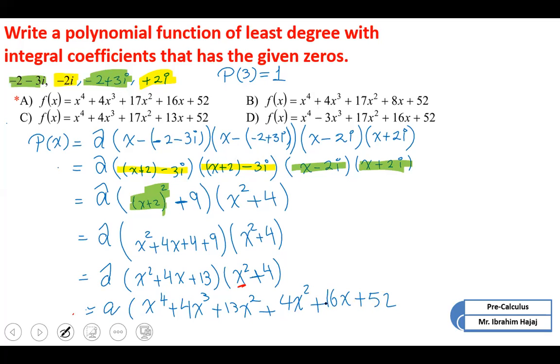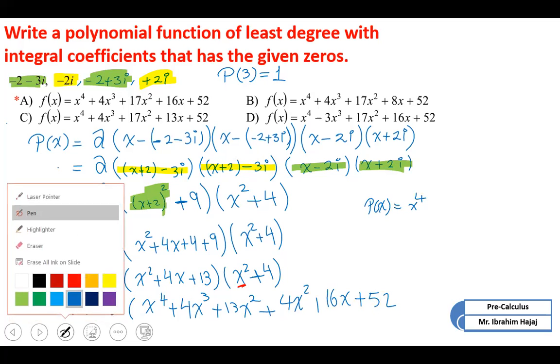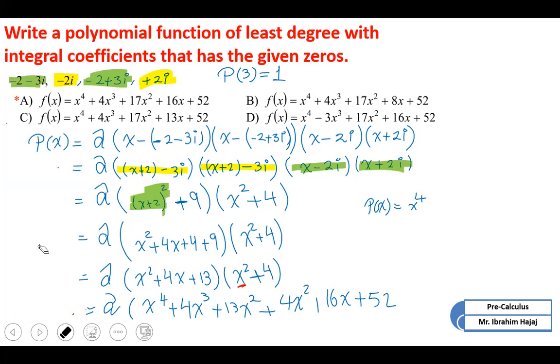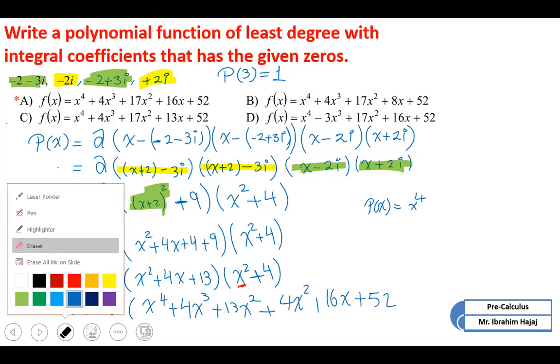To combine like terms here, x to the power of 4 stays the same. This is p of x, and I think that a is 1. A will be 1, okay? So it's x to the power of 4, because all our answers here have x to the power of 4, and you know the leading coefficient is 1. So this means that a is 1, okay? But in all other questions, there must be additional information here, p of 3 equals 1, any other information, p of something equals something, to find the value of a. So this is a missing question.